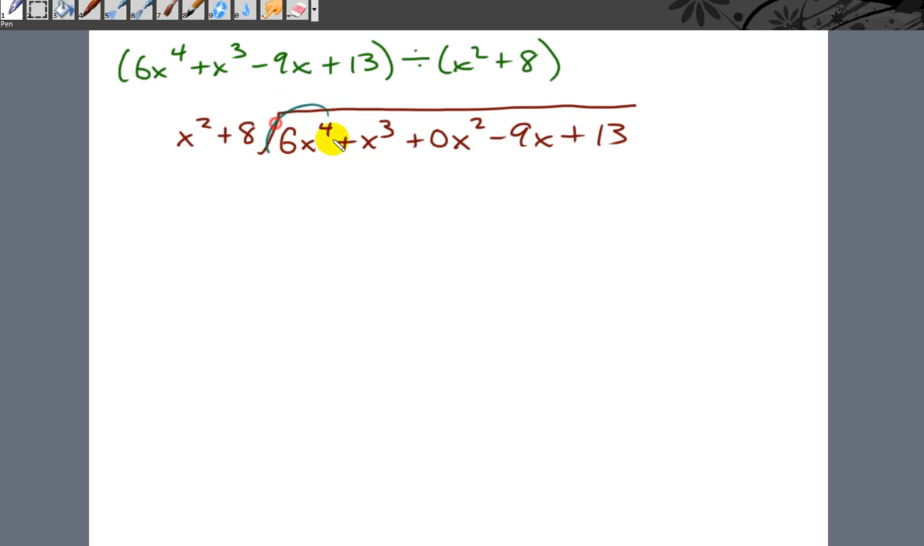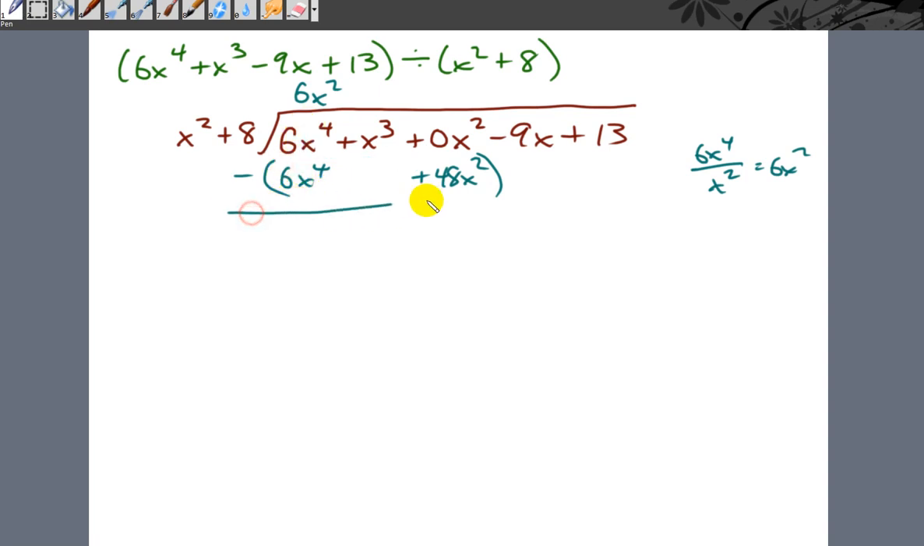Okay, first, let's start off with this. What I see is 6x raised to the fourth divided by x squared. That's 6x squared. So we have 6x squared here. Then we multiply this through. So we have 6x squared times x squared, that's 6x raised to the fourth. Then we get 6x squared times 8, and that's going to be a positive 48x squared. So when we put parentheses here and distribute, this is going to cancel. So we have 0x squared minus 48x squared. So we have a negative 48x squared.